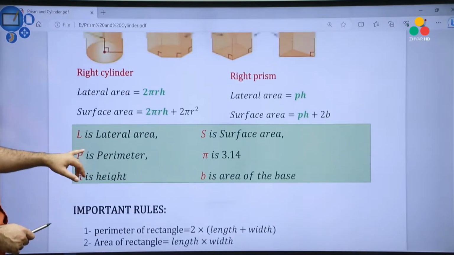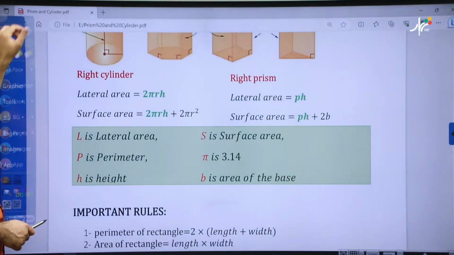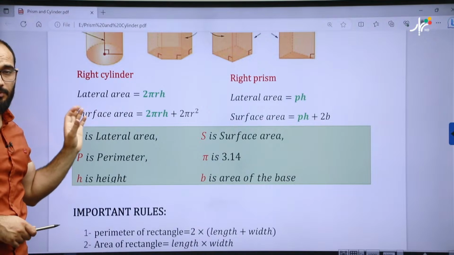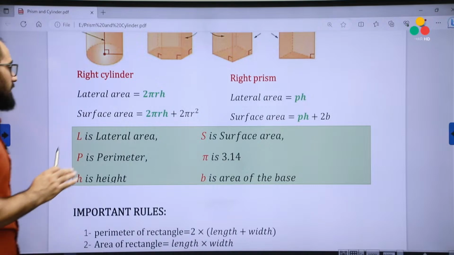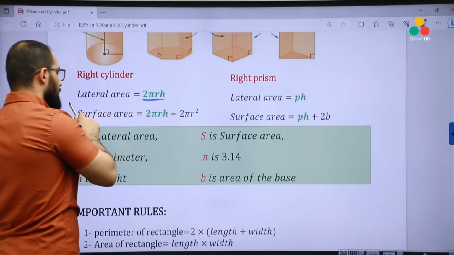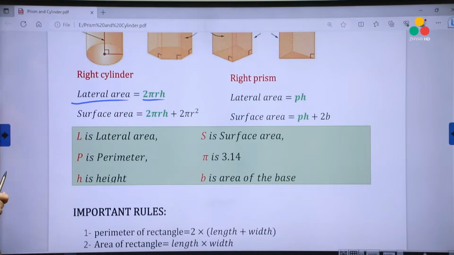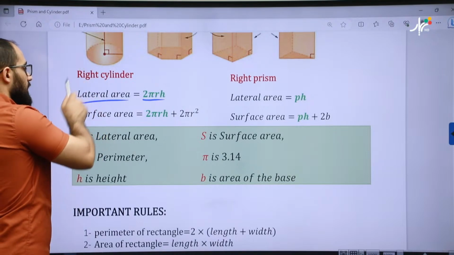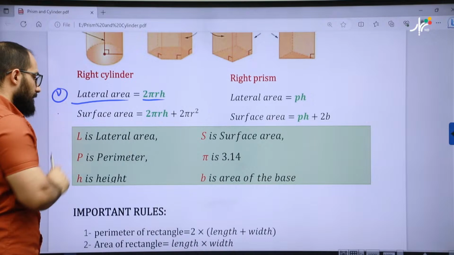Then we have lateral area and surface area. In these two sections, 6.8 and 6.9, the most important thing is the rules for lateral area and surface area. You have to know the rules. If you do not know the rules, you cannot solve any questions. So, the rule of right cylinder, we have lateral area and also you have surface area.